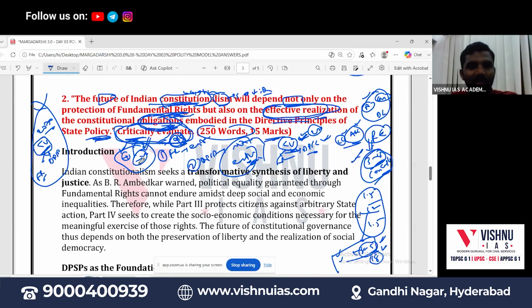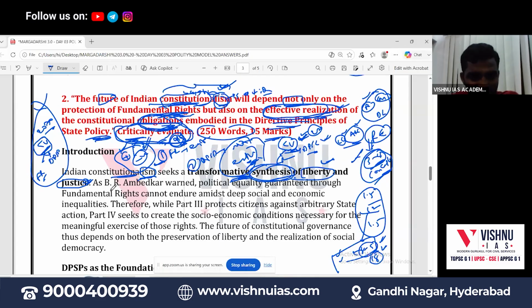Okay. Now the introduction. What is the question? Fundamental rights are important, and equally DPSPs are also to be effectively realized, for constitutionalism to survive. That's the idea. So, Indian constitutionalism seeks a transformative synthesis. Use these words, very very important. Our constitutional ideas say a transformative synthesis of liberty and justice. So our constitution is a mix of what? Liberty on one side, and justice on the other side.